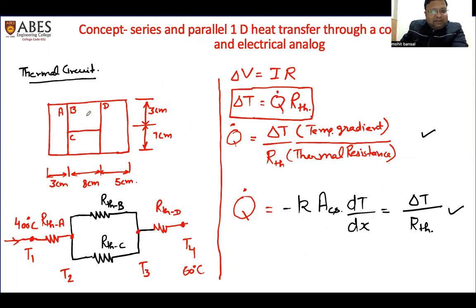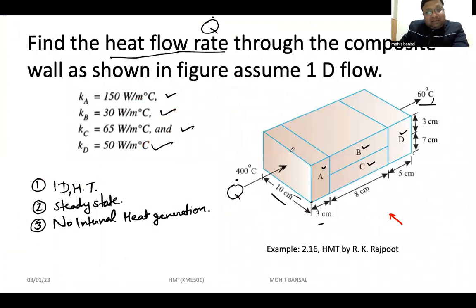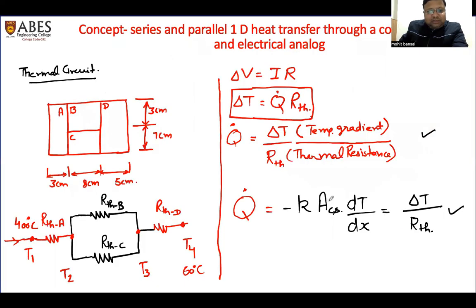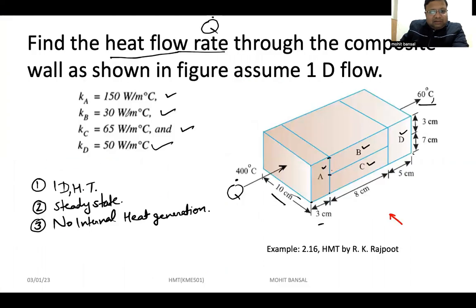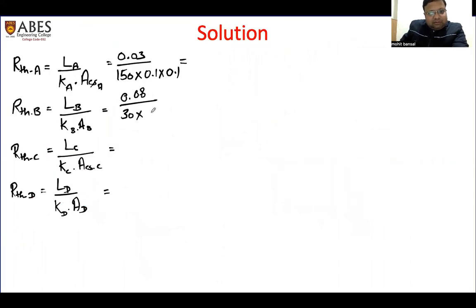Now we will write it for B and C. The thickness for both B and C is the same, 8 centimeter, and the area will be different because the perpendicular area for the direction of heat flow for section B will be 10 centimeter into the height, this 3 centimeter, and 10 centimeter into this height, that is 7 centimeter, will be the cross-sectional area for C. So 10 into 3 and 10 into 7 respectively for B and C. So 8 centimeter will be the thickness, so it will be 0.08 over the thermal conductivity of B, that is 30, into 0.1 into 0.3.